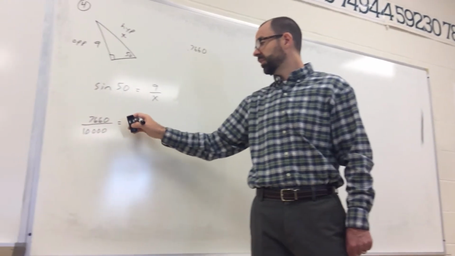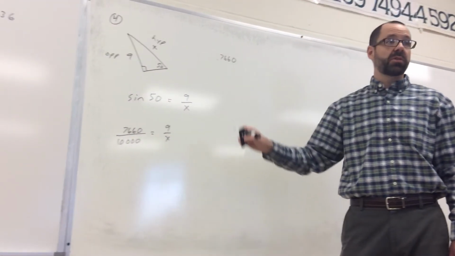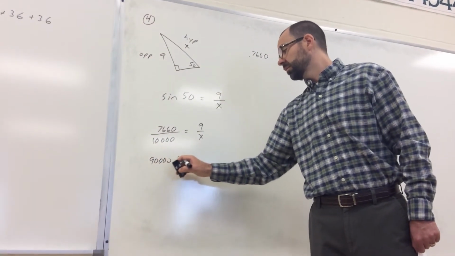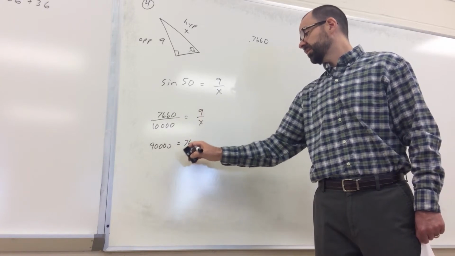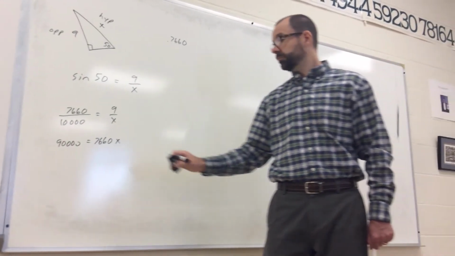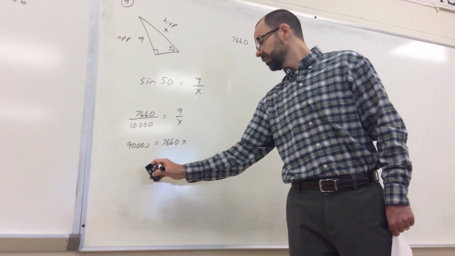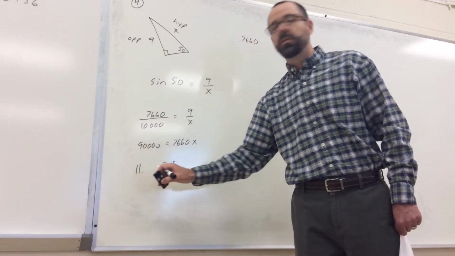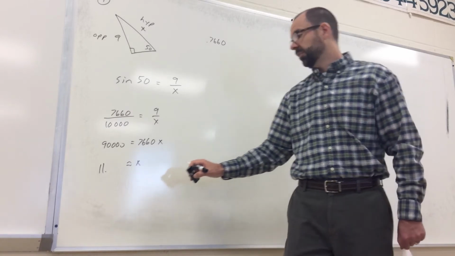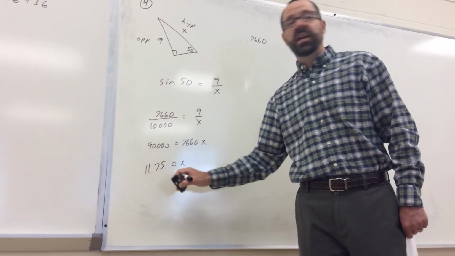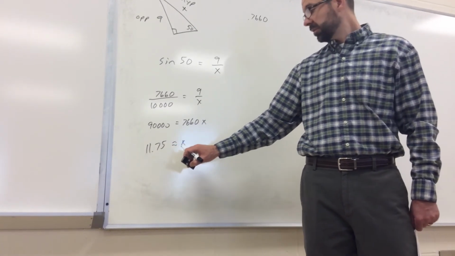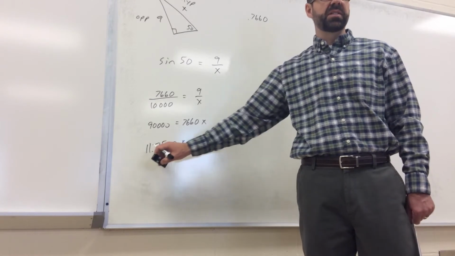And then that apparently equals 9 over x. Then you do the cross products. 9 times 10,000 is 90,000. 7,660 times x is 7,660x. And then you divide. It's 11 point something. 11.75. Thank you. And I had to round that, so that's why I put approximately equals down here. That's a squiggly equals on purpose, because it's not the exact right answer.